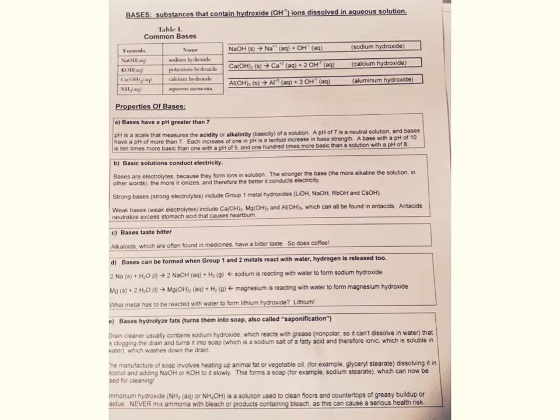Common bases are found in Table I. Now, remember earlier we talked about an Arrhenius acid. An Arrhenius acid is an acid that has H plus as the only positive ion in solution. Well, we also have an Arrhenius base. And an Arrhenius base has hydroxide, or OH minus, as the only negative ion in solution.